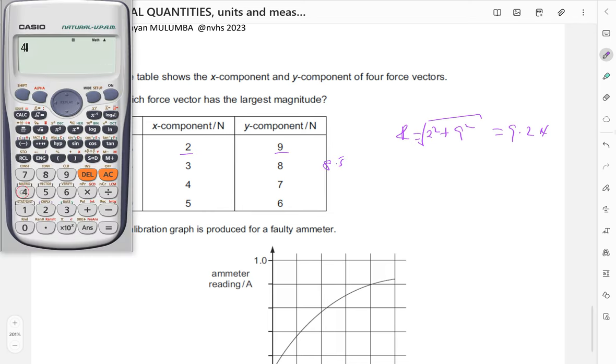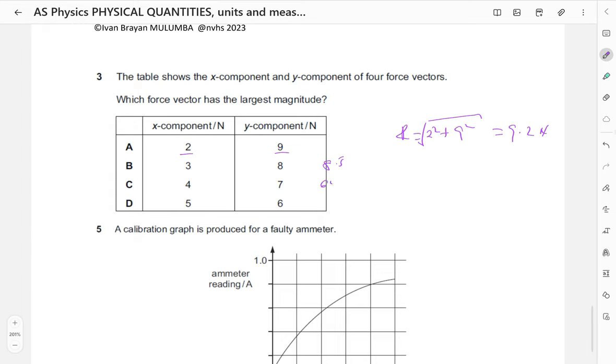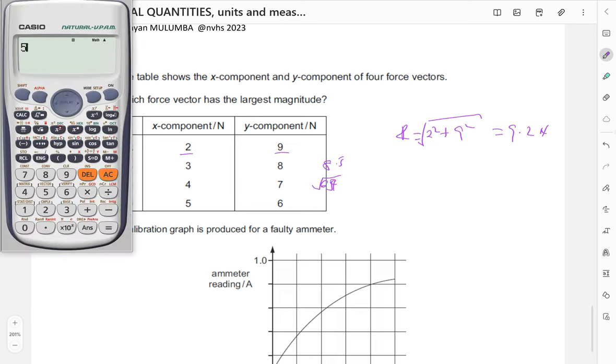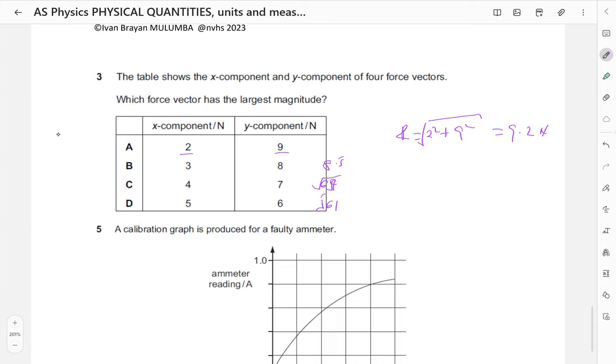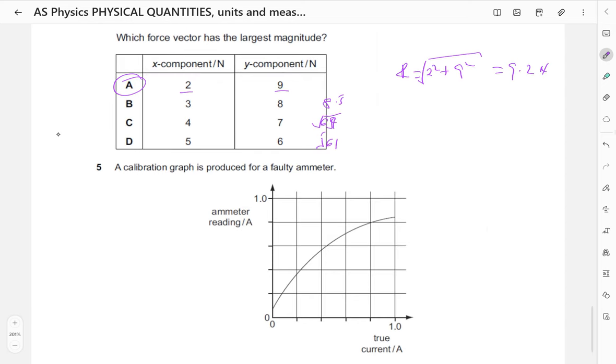Then we have 4² + 7², that is 65. So this is smaller, root of 65. Then we have 5² + 6², the root of 61. So this is smaller. So the answer is going to be A, because it gives us root of 85, which is bigger. This gives us 9.2, so the answer is A.